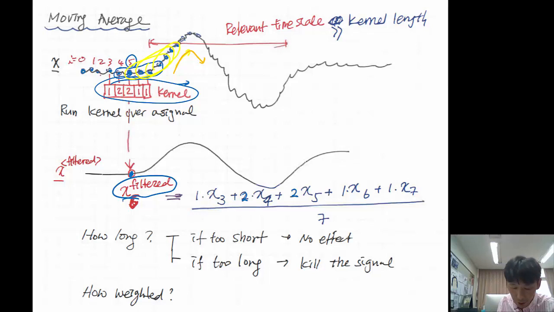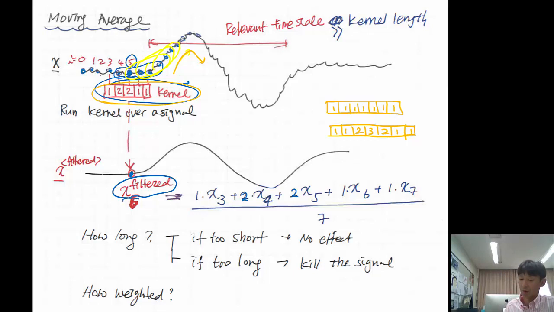So then you can choose whatever kernel you like. You can have a kernel that's evenly weighted, 1, 1, 1, 1, 1, 1, 1, right? Or you can have some weighted kernel, like 3, 2, 2, 1, 1, 1, 1. Things like this. So then how do we design the kernel?